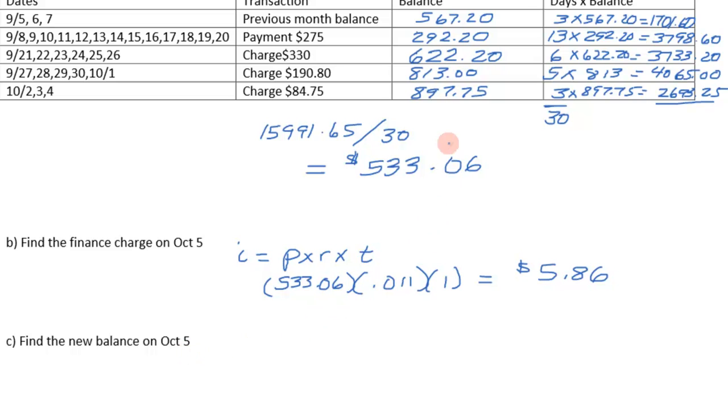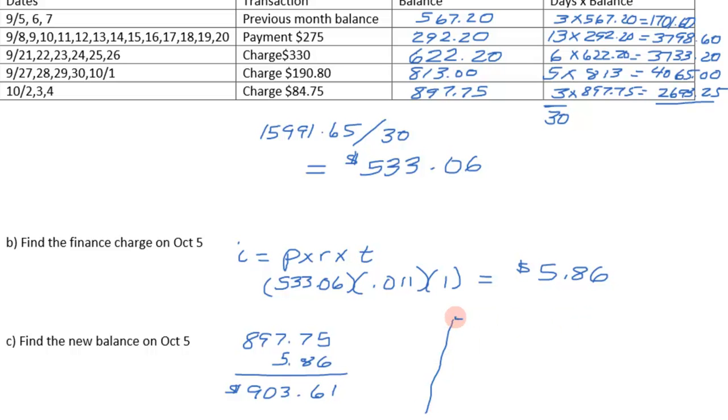And so what's the new balance on October 5th? Well, we know that on October 4th we had $897.75 in the credit card, right? That's from up here, $897.75. And now we're going to add the finance charge of $586, which you computed in Part B. And so your new balance on October 5th is $903.61.